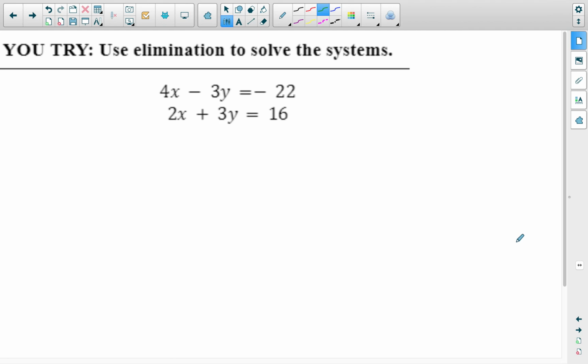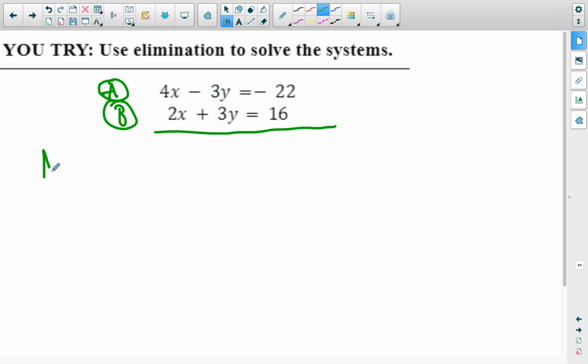Okay. Pause the video, give this one a try. Alright, so if you don't feel comfortable yet trying this on your own, that's okay, or if you've gotten stuck, it's okay. Let's label this A and B. Equation A, equation B. Notice that we have negative 3y and positive 3y. Those are going to cancel really nicely.